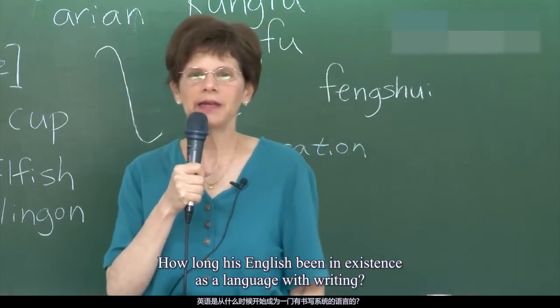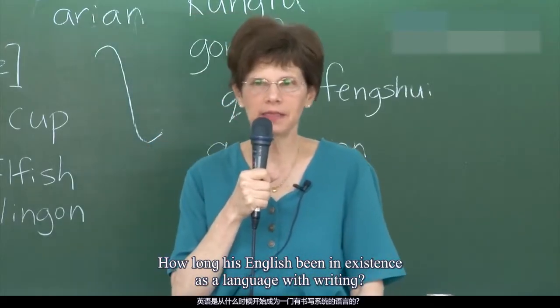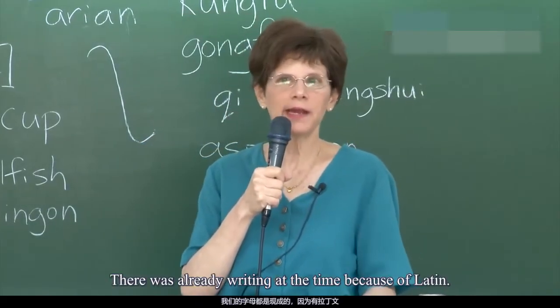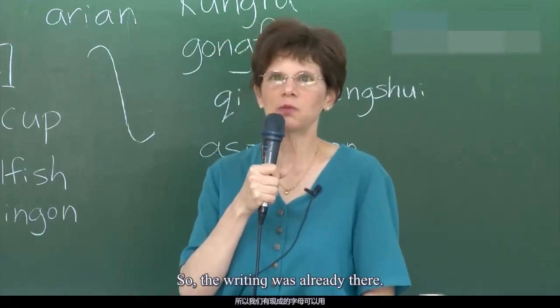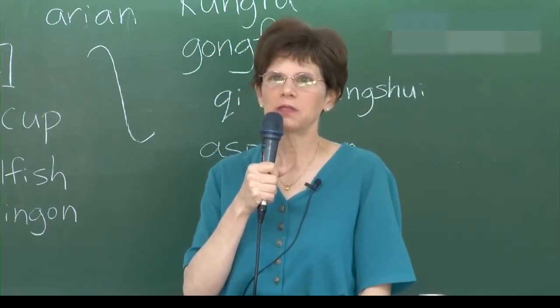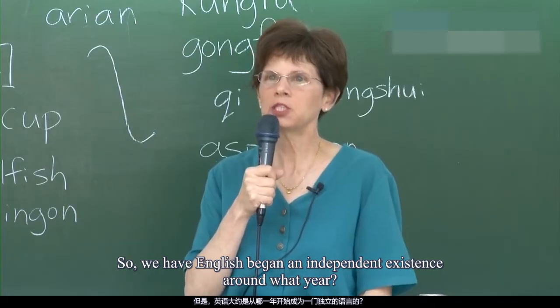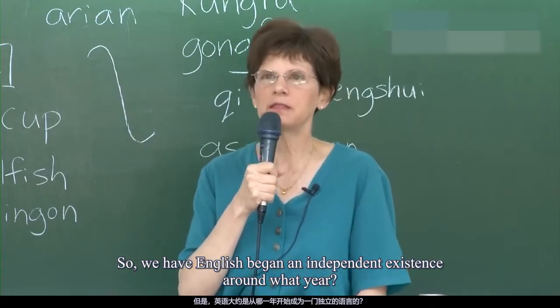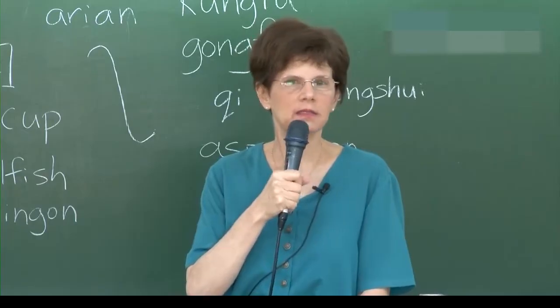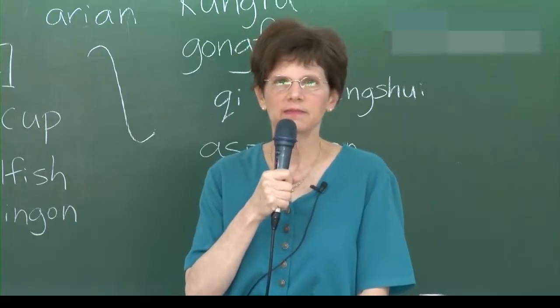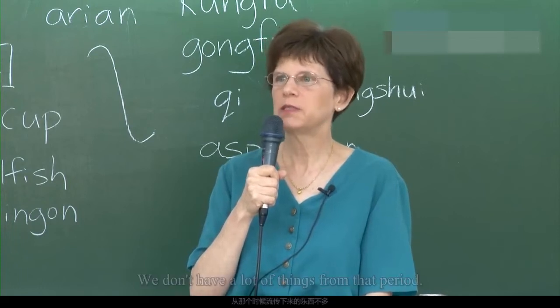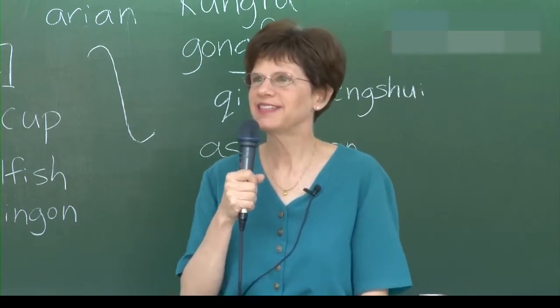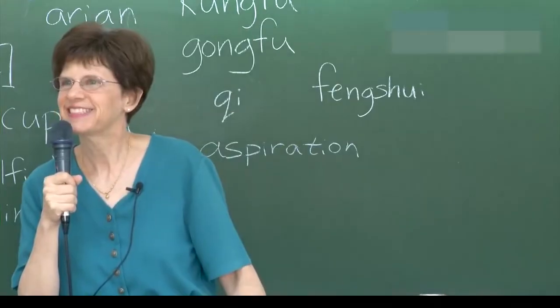About what year? How long has English been in existence as a language with writing? There was already writing at the time because of Latin. 已经那个拉丁文已经很久了, so the writing was already there. So we have English began an independent existence around what year? There we go, around 400 or 450. We don't have a lot of things from that period. You've got it in your notes?